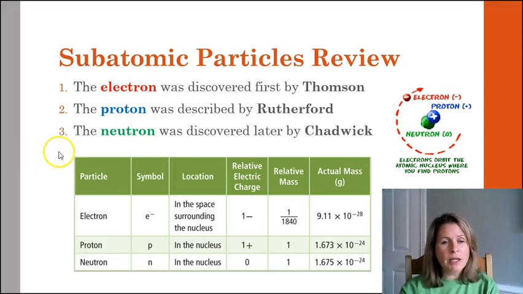We have a table down here that lists out the subatomic particles and compares them. I'm concerned today with the relative electric charge and also with the relative mass. So an electron we know carries a -1 charge, a proton a +1 charge, and then a neutron is neutral with no charge. And then as far as the mass, protons and neutrons have approximately the same mass, but an electron is significantly smaller, has a lot less mass than a proton or a neutron.